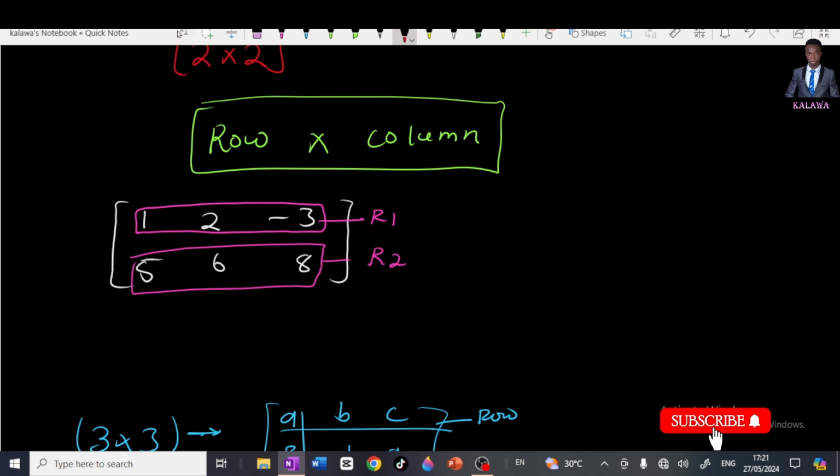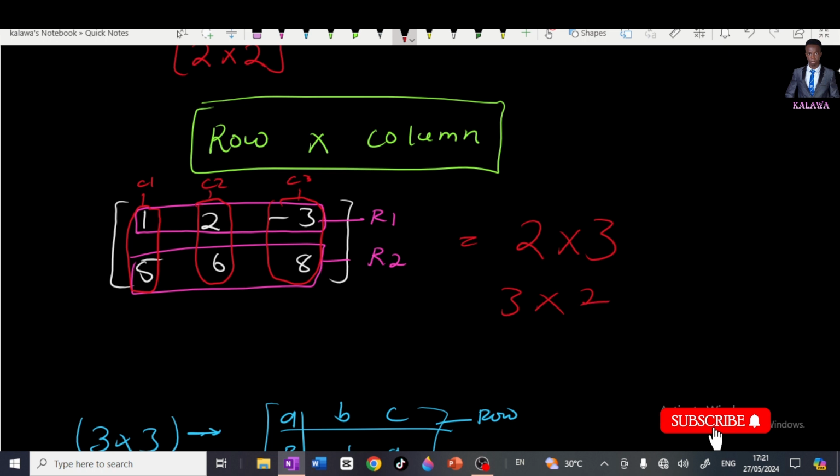And then the column now, this will be the column 1 and 5. Let's name this as C1. 2 and 6. Let's name it as C2. And then minus 3, 8. Let's name it as C3. So we can notice that we have 2 rows and 3 columns. So you call this matrix a 2 by 3. Not the other way around. Don't say 3 by 2.